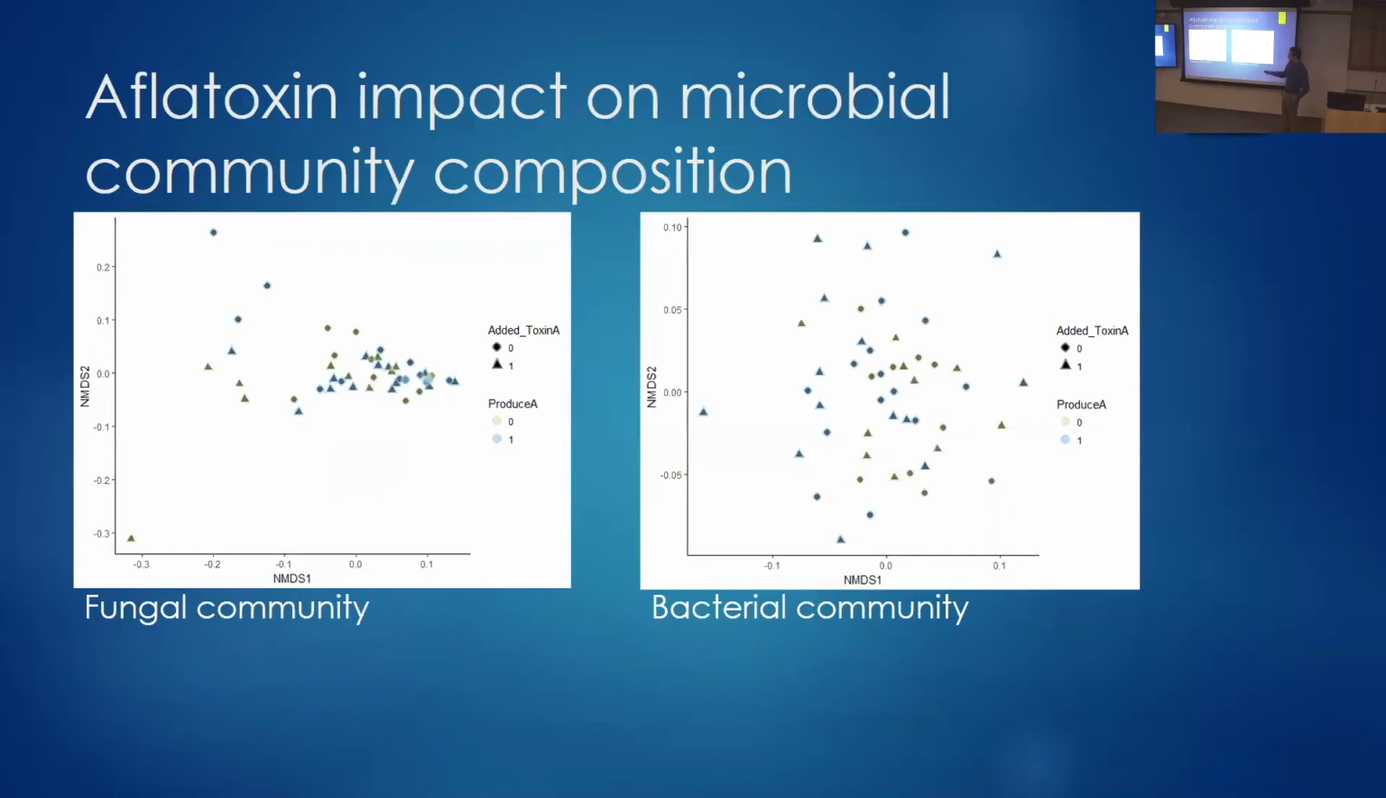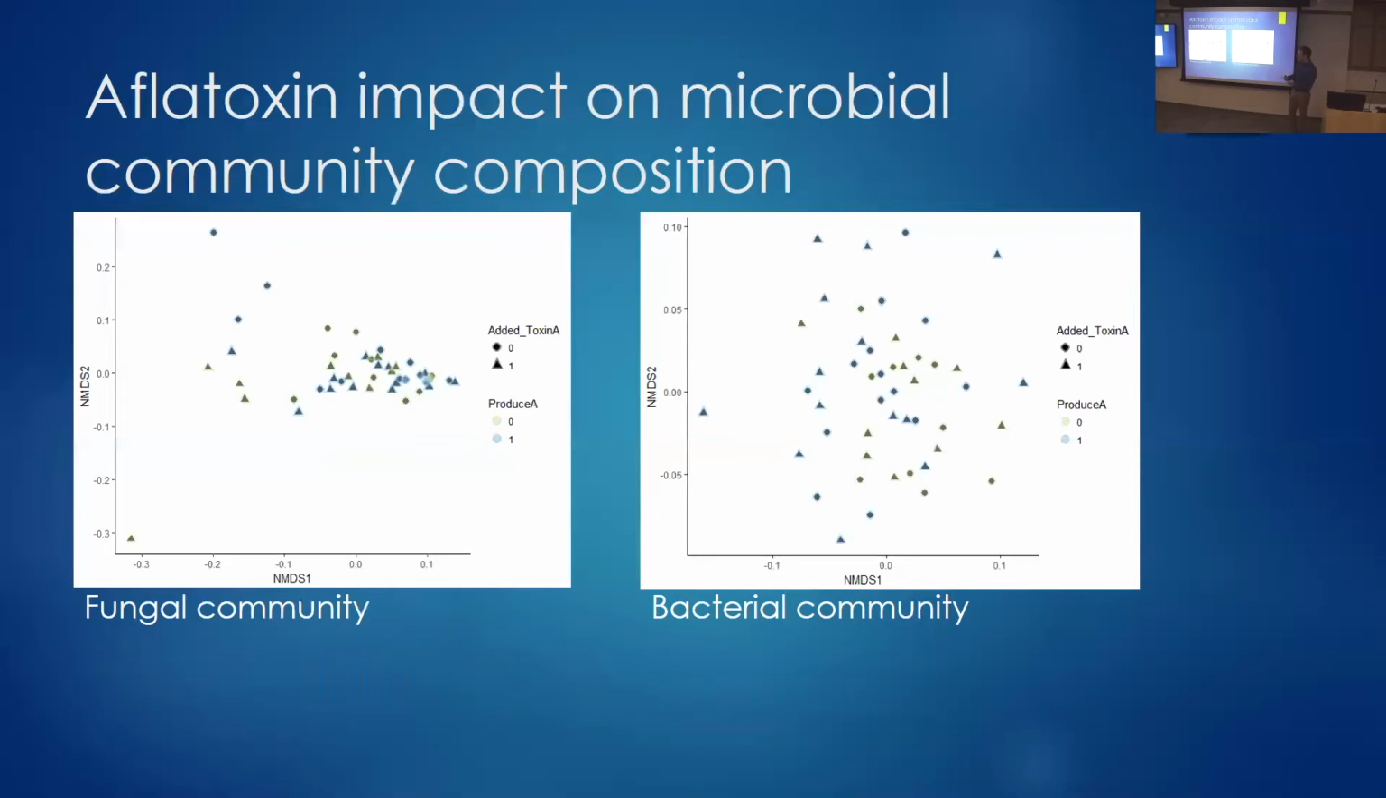So circles is no added toxin, triangles is added toxin, and then with blue and green, I forgot to mention this: the fungus is green, but it produces a toxin that fluoresces blue. So throughout the presentation, when there's blue, it's aflatoxigenic. When it's green, it's not producing the toxin that fluoresces blue, so it's non-aflatoxigenic. So green is not producing it by itself, blue is. And what you can see is that these points are just all on top of each other.